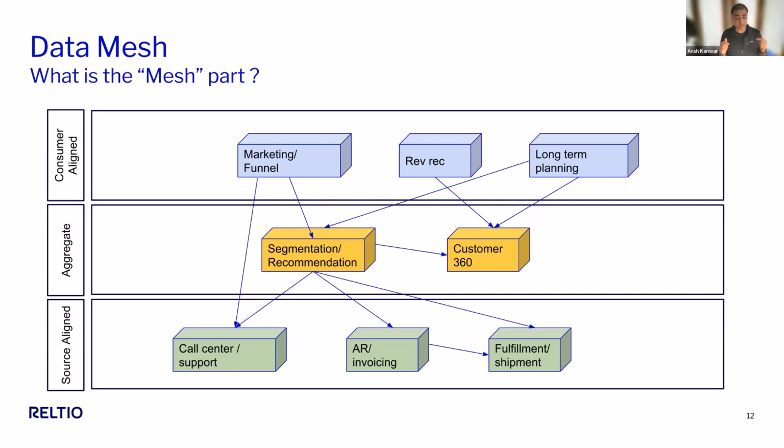Now, the interesting thing from a Reltio specific point of view is that aggregate set of domains right in the middle, which really allows you to derive meaning at one level above the operational systems, because the operational systems by design have a fragmented view of the world, right? So I think this helps you stop worrying about data fragmentation as a problem and start seeing it as a pattern. Yeah, there is fragmentation.